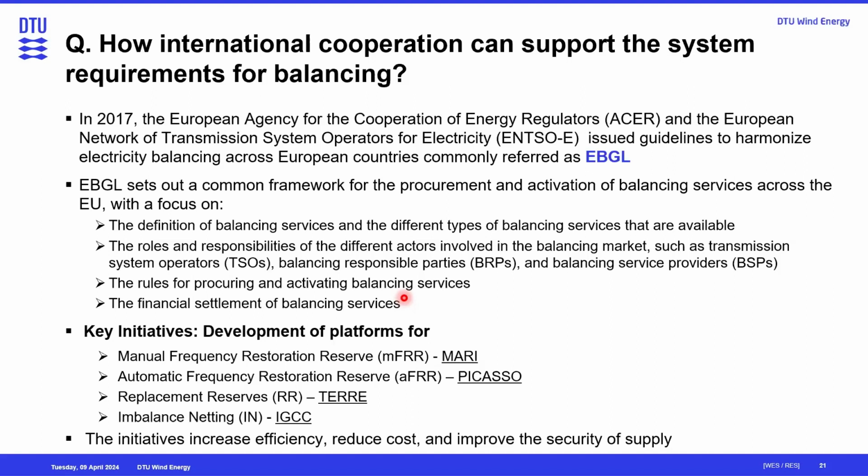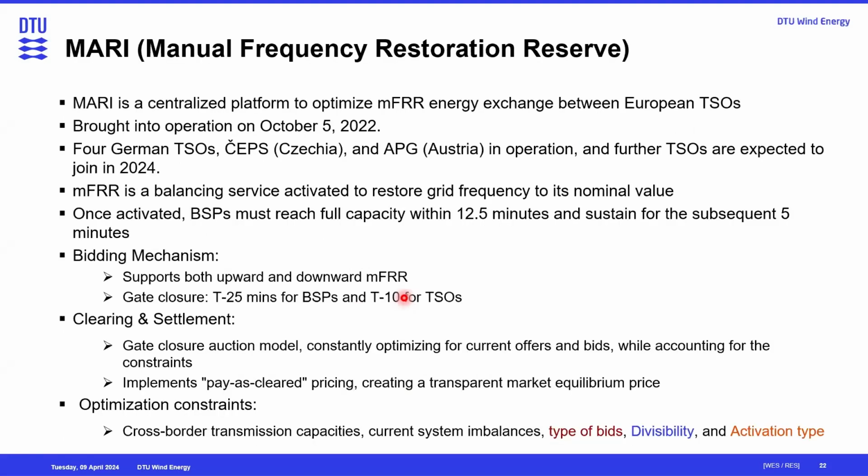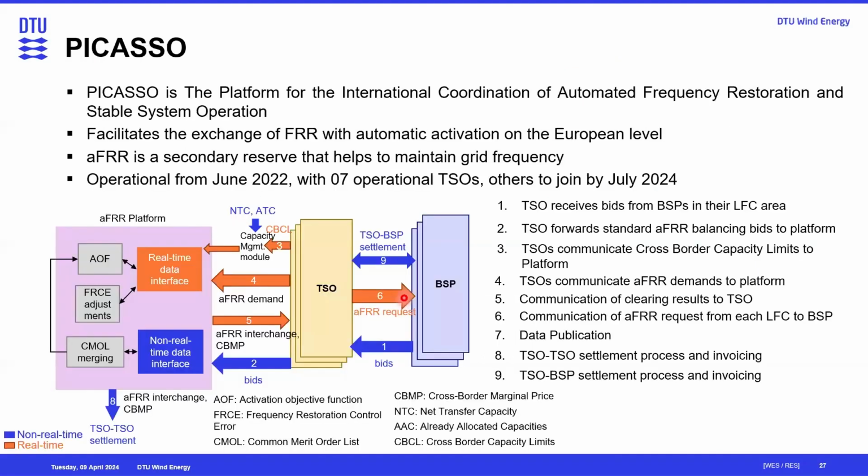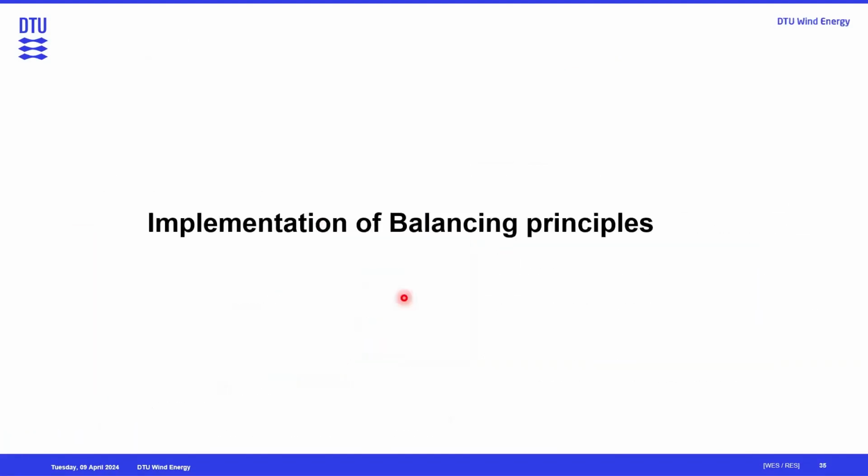And because of the time, I would not go into the details, but they are all publicly available. I'll share the slides with you. I have slides on MARI and PICASSO, and I removed the slides on TERRE and IGCC, but I can even bring back the slides. I just hid them. But now I have explained what the balancing principle is, right?